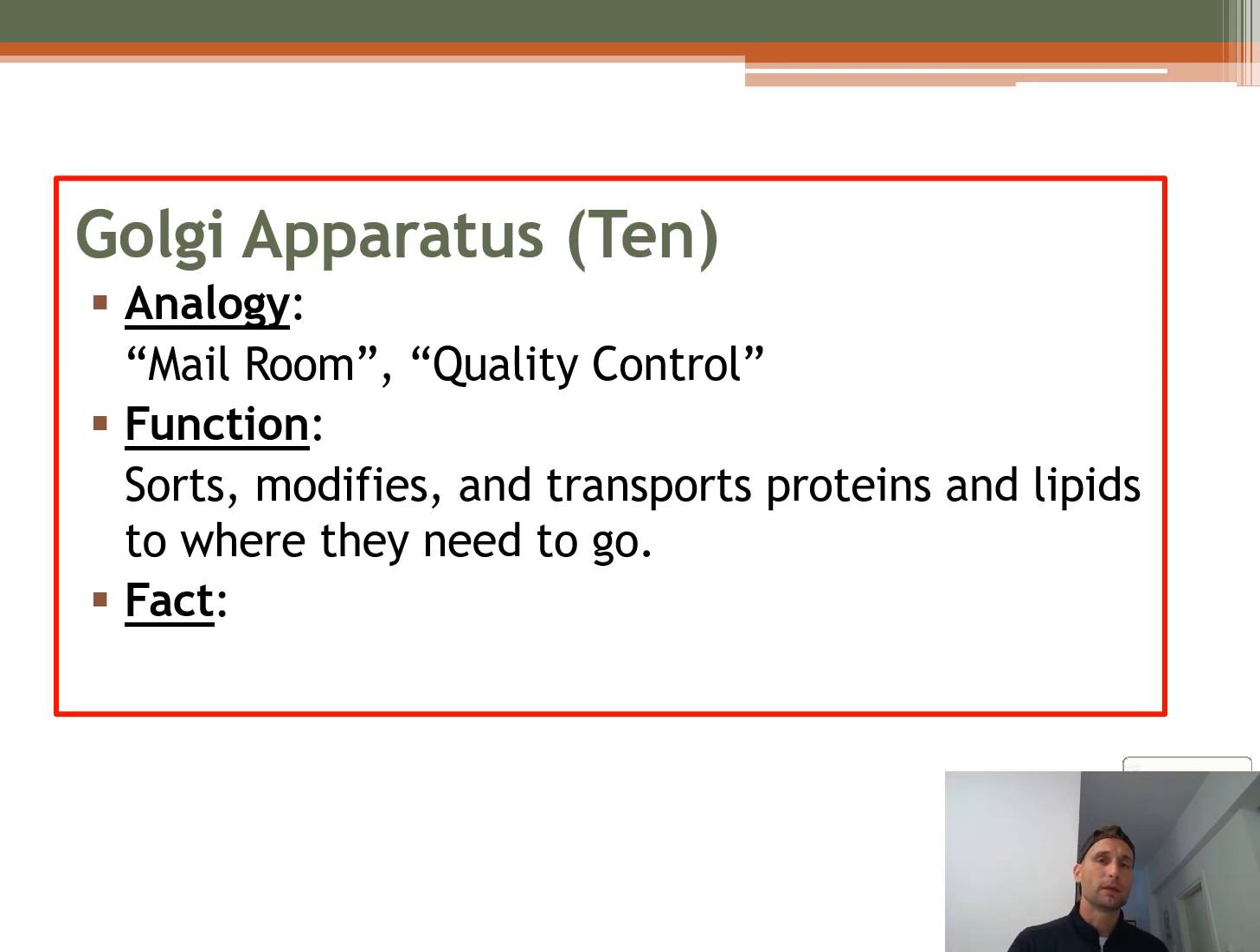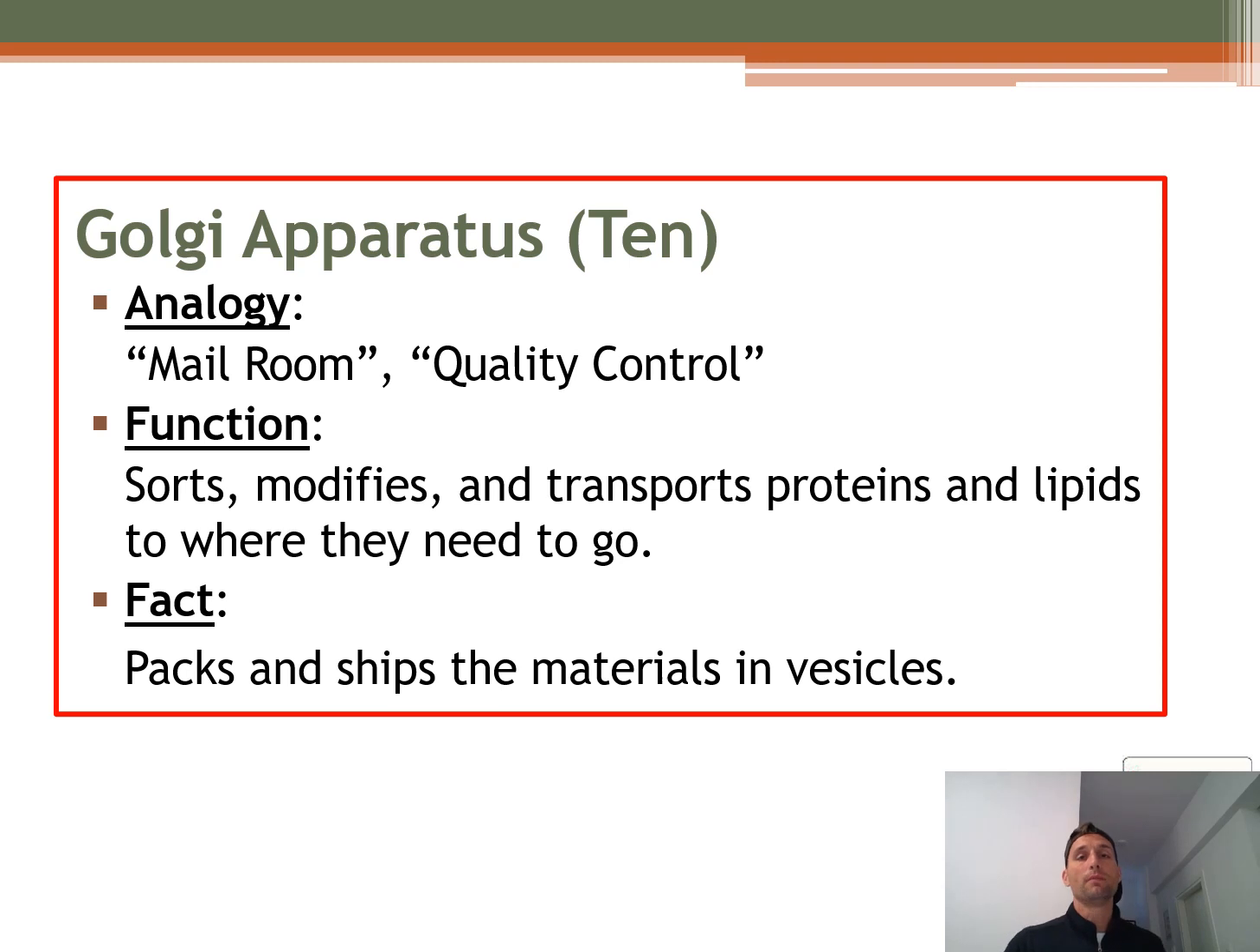So the Golgi apparatus will do the last and final checks of those proteins and lipids just to make sure that everything is okay. Now, one thing that's very important for this one is that it packs and ships these materials in vesicles. Vesicles is actually a vocab word. These are little tiny phospholipid bubbles, I suppose is the best way to say it. They're little packages that these materials go into so that they can be moved to either another part of the cell where they were created, or possibly even out of the cell to another cell if needed.